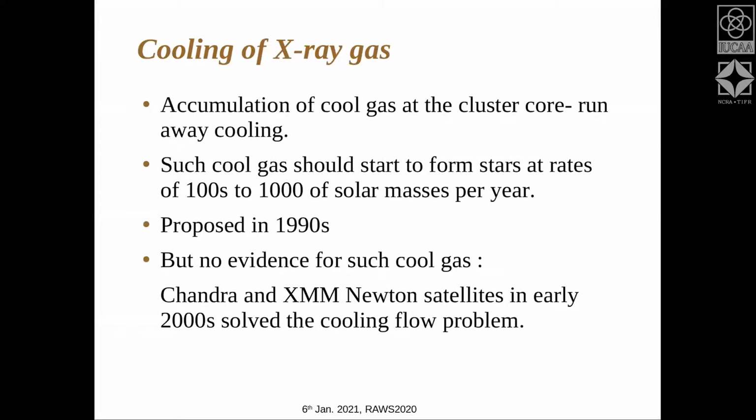So there was the proposition that this cooling should lead to accumulation of cool gas at the cluster core, and then there should be a runaway cooling. And then if such cooling happens, then this cool gas can even just form very dense clouds and start to form stars. And it was expected that if this were happening, one would see the centers of galaxy clusters to be very bright and producing stars at extremely large rates.